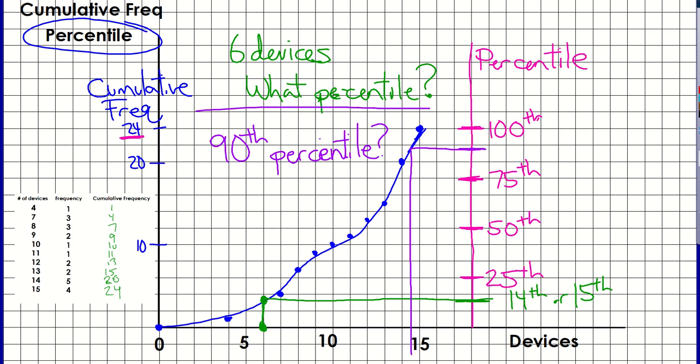In this case, it would be somewhere in between 14 and 15. So we're just going to go ahead and estimate that would be 14 devices to be in the 90th percentile.